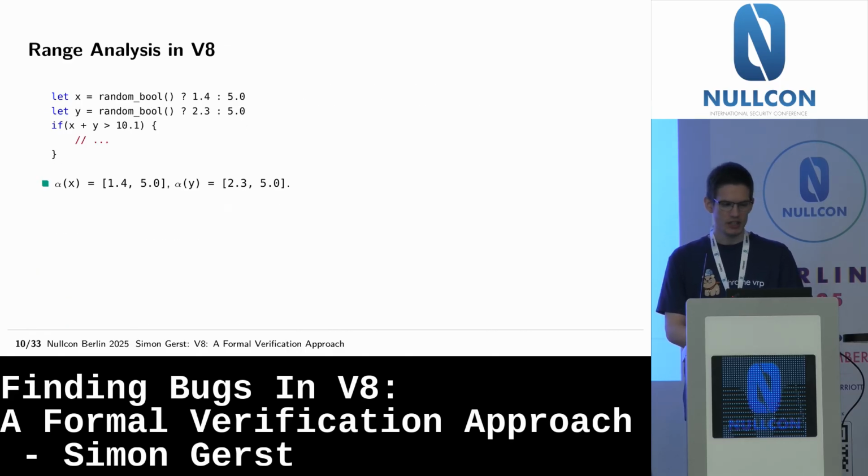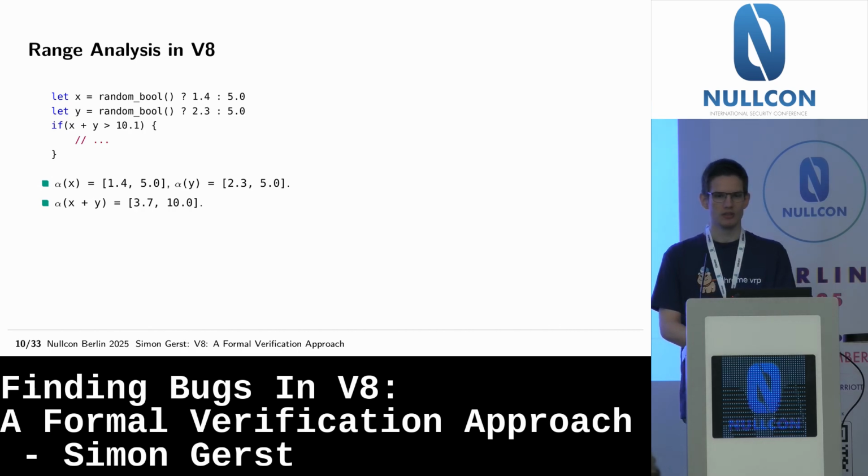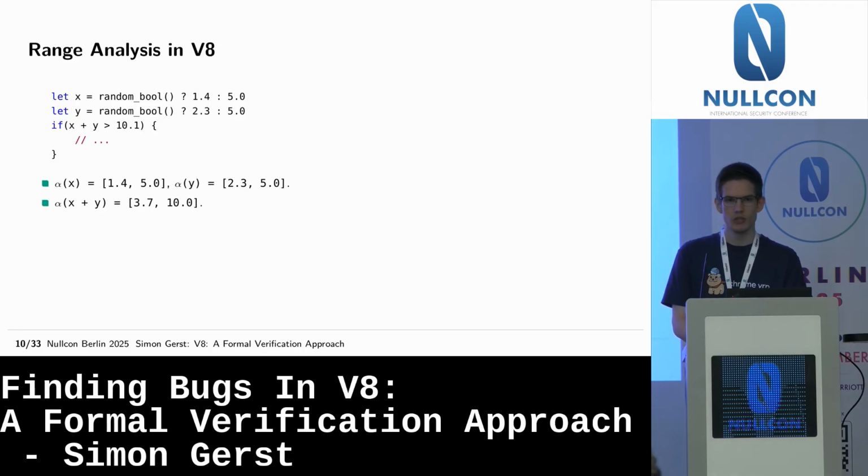And in this case, if we want the abstract representation for the variable x represented as a range, it is 1.4 till 5, because x is randomly chosen to be 1.4 or 5. And so if we generalize this, we get this range. And similarly for y, the range is 2.3 to 5. Now, if we want the range for x plus y, we have to add the lower bound of the x range to the lower bound of the y range to get the new lower bound, and the upper bound similarly. So we add 1.4 to 2.3 to get 3.7, and we add 5 to 5 to get 10.